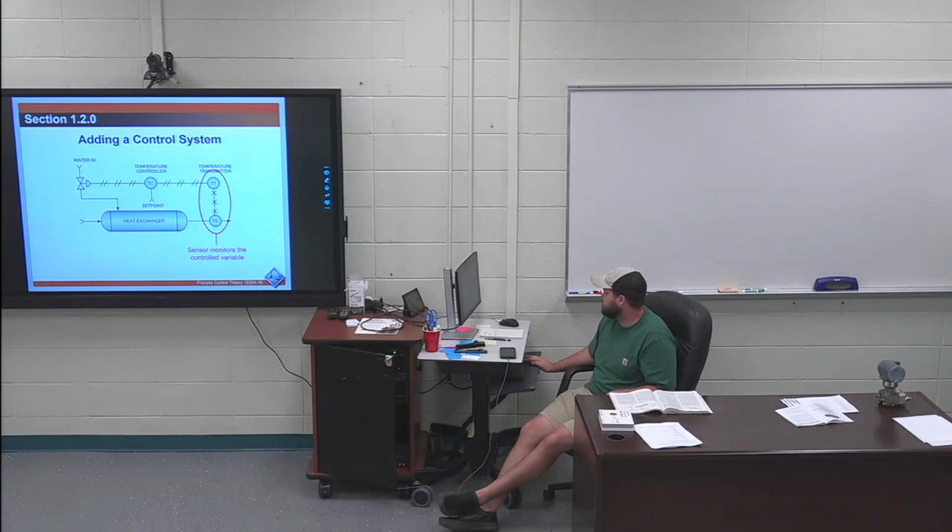So just kind of like I went through, sensors monitor the controlled variable. Controller calculates the error. So the error is what the set point is versus what the actual variable is.